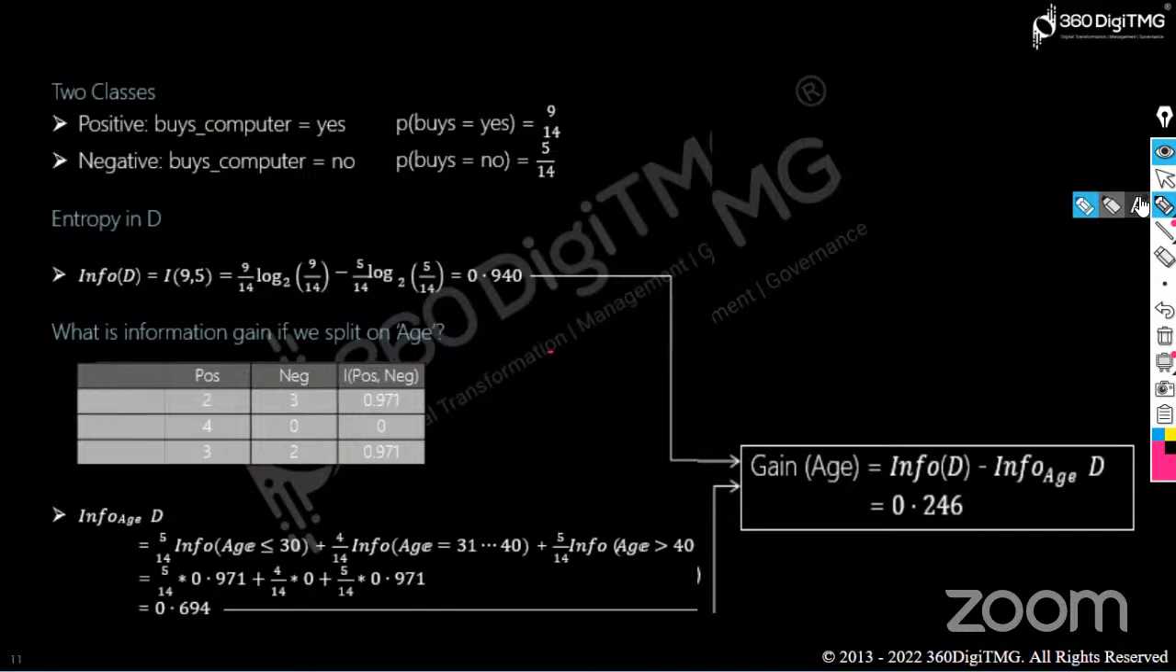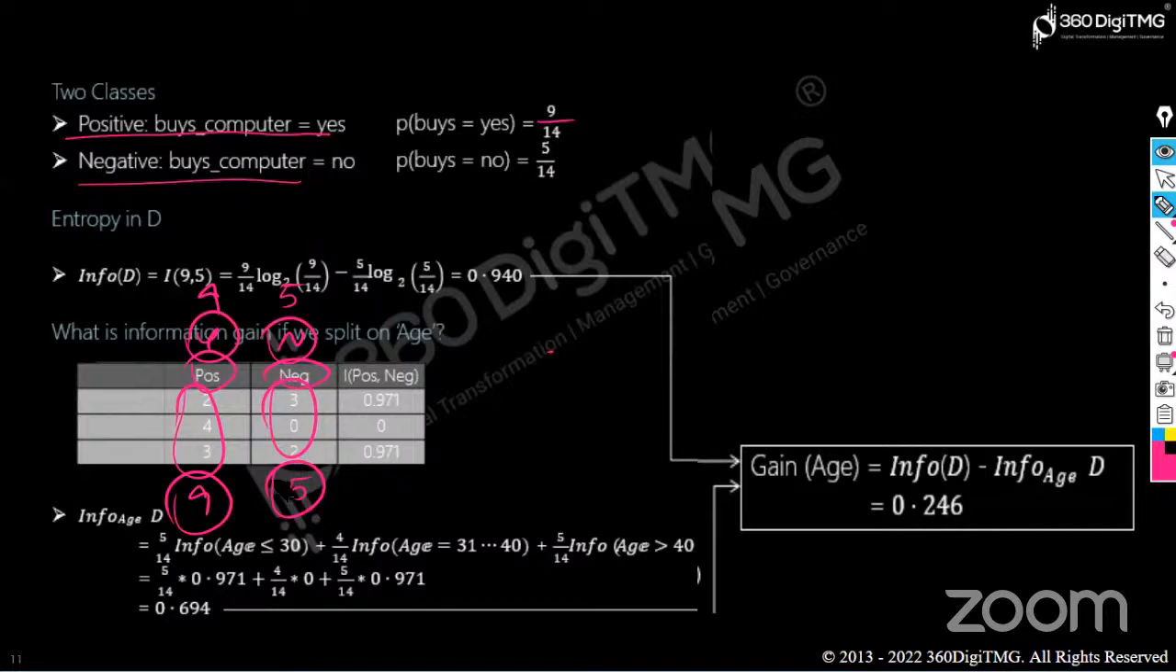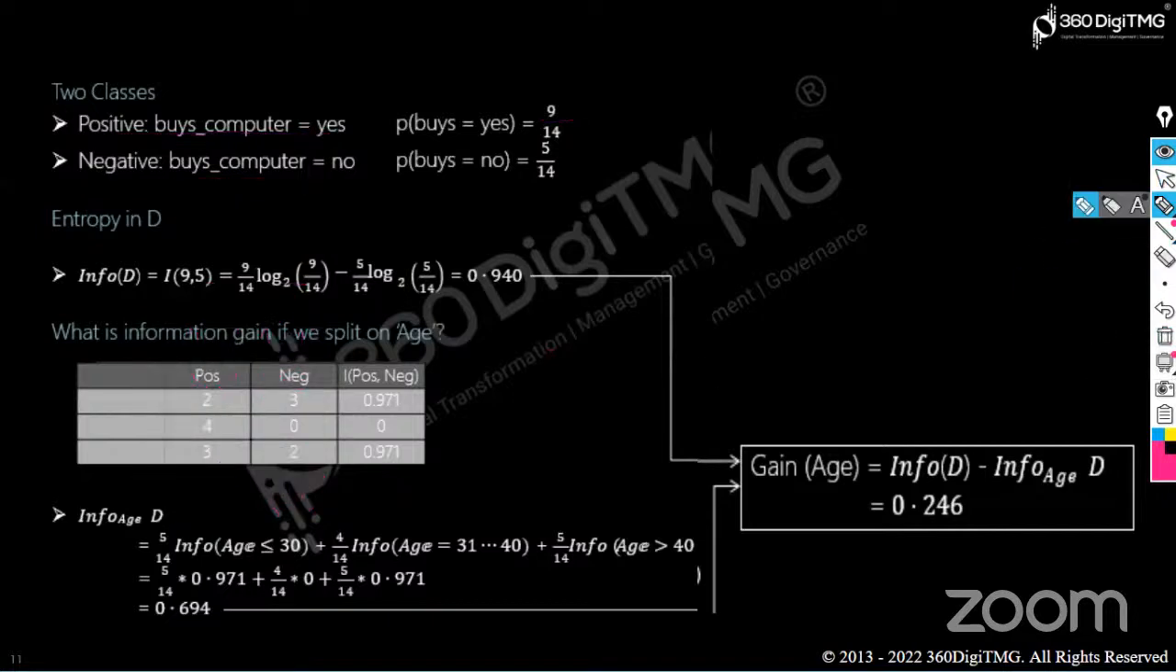So overall, how many yes and overall how many no? We got to know from that overall positive is 9 and overall negative is 5. So this is 9 and this is 5. When you add this overall, you will be getting 9, and you add this, you will be getting 5 overall.